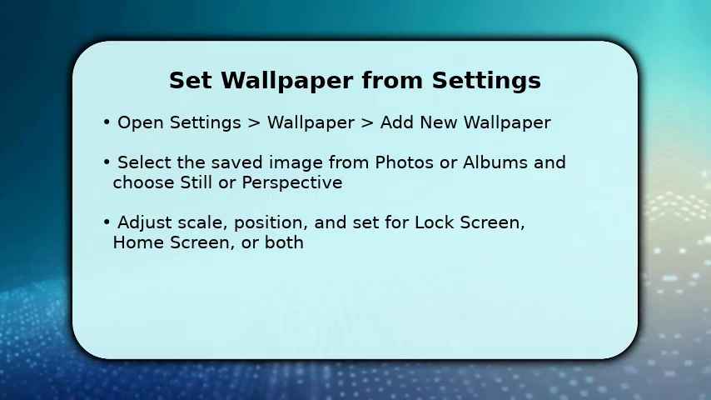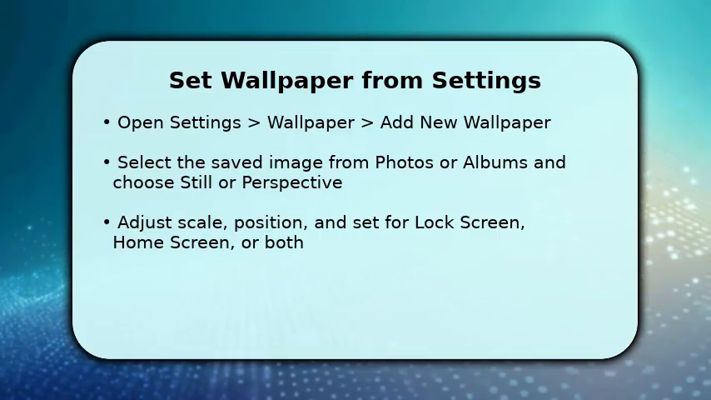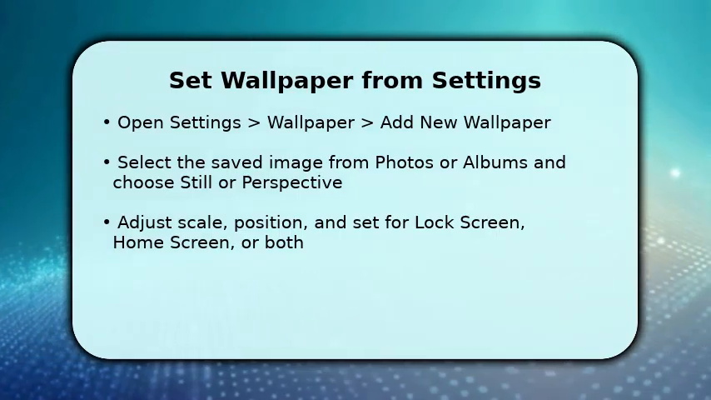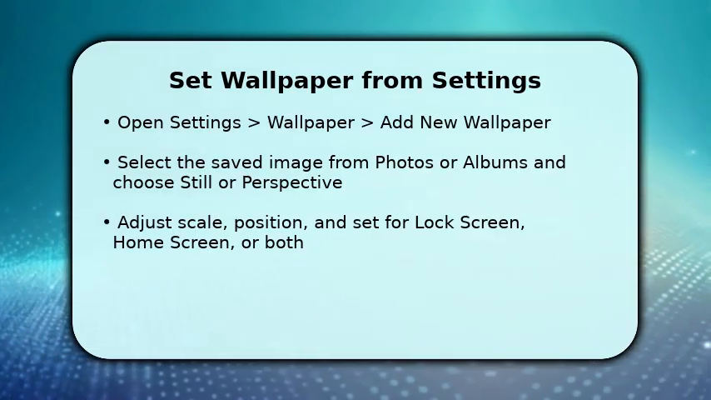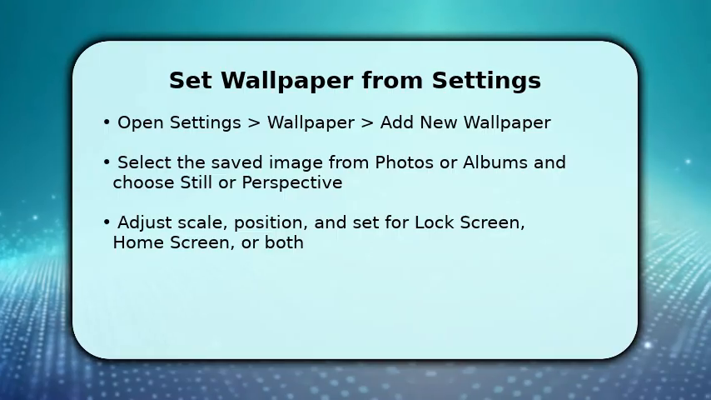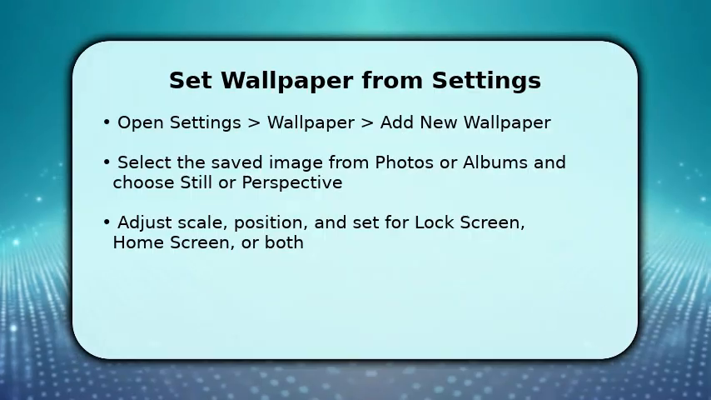You can pick still for no motion or perspective to allow subtle parallax. Pinch to zoom and drag to position the focal point. This matters because the system crops differently for home and lock screens. Once positioned, tap Set and select Lock Screen, Home Screen, or both. Make sure to preview so icons and time remain readable before confirming.